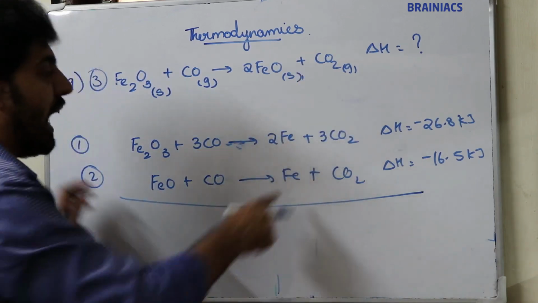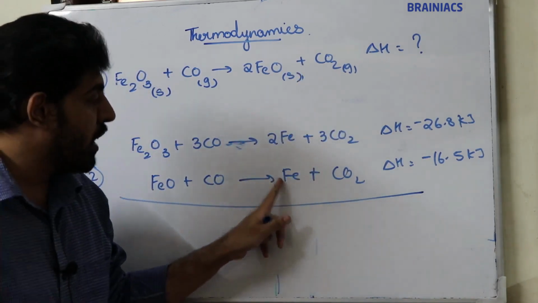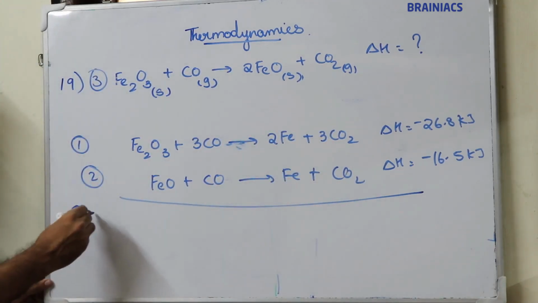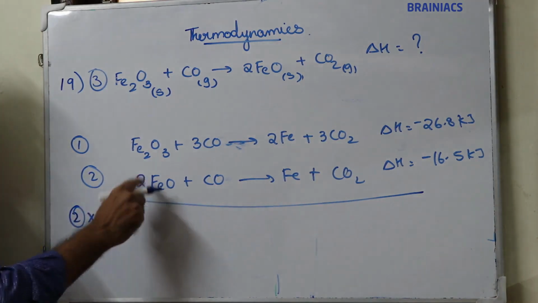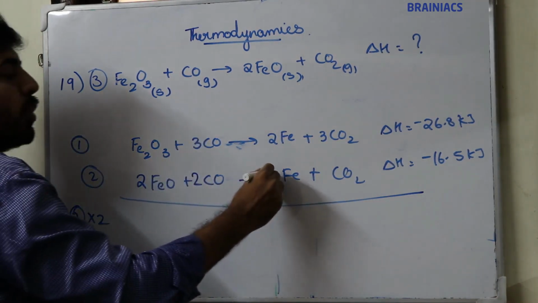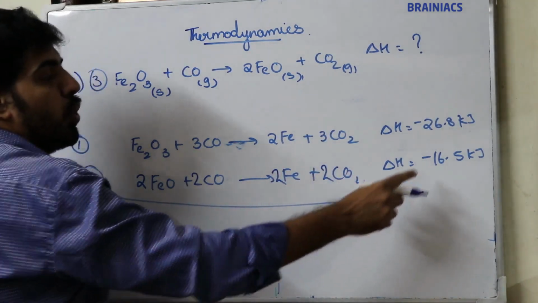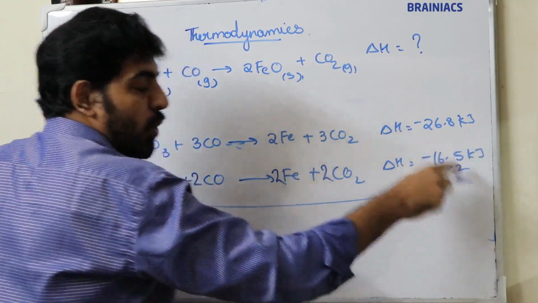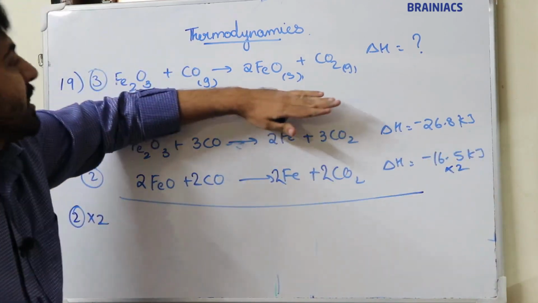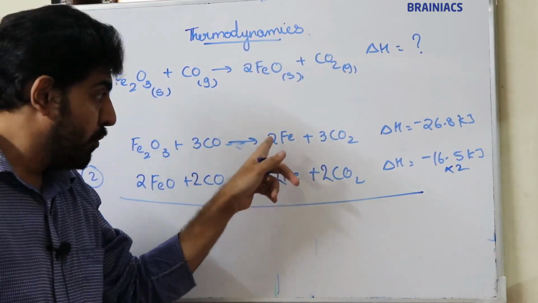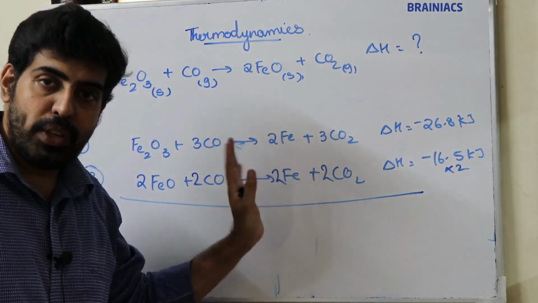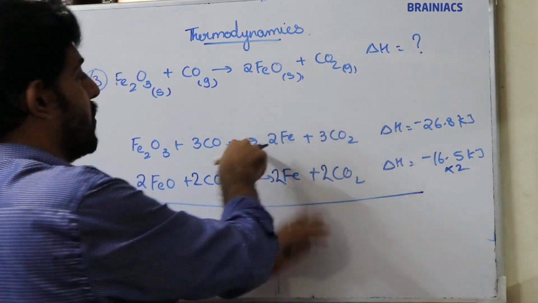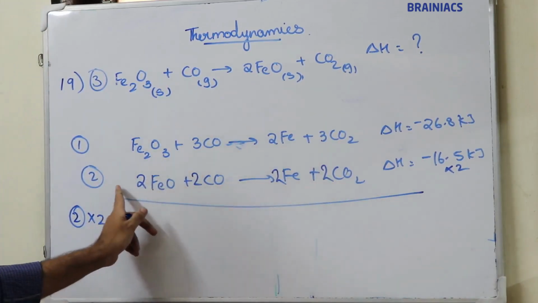So I have to cancel out Fe. Here there is only one Fe, here there are two Fe. So I am going to multiply the second equation by 2. So we will get 2FeO plus 2CO giving 2Fe plus 2CO2, and minus 16.5 into 2. You have to multiply this value with 2, because I don't want Fe in the third equation. So we have to cancel out the Fe's; then only we will get this equation from these two.